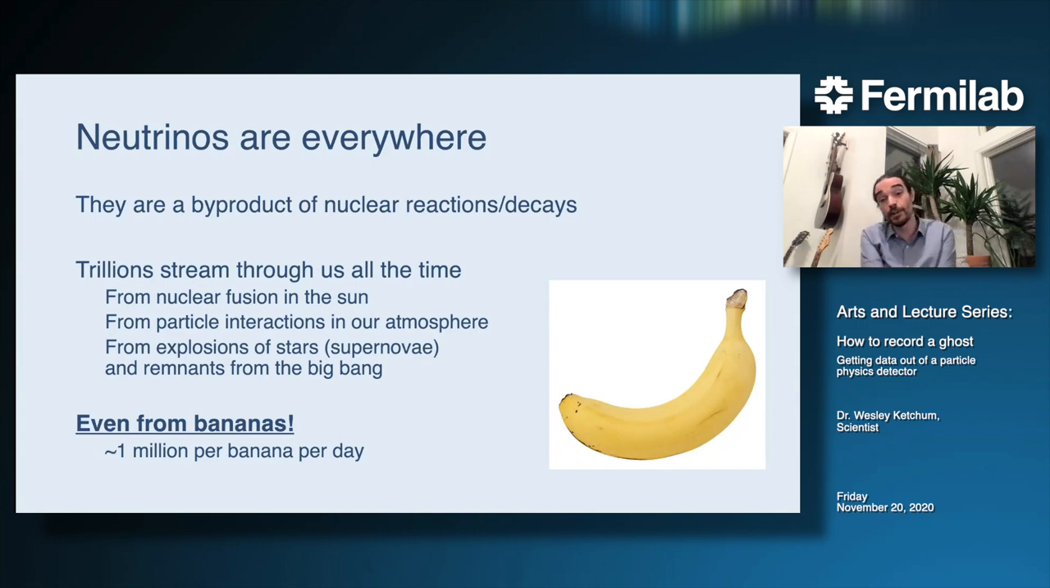They're even produced in the explosion of stars, called supernovae. Those will produce a lot of neutrinos at a big distance from us.